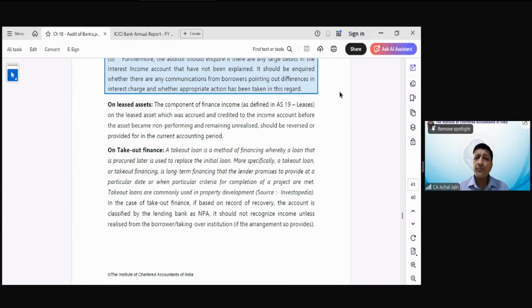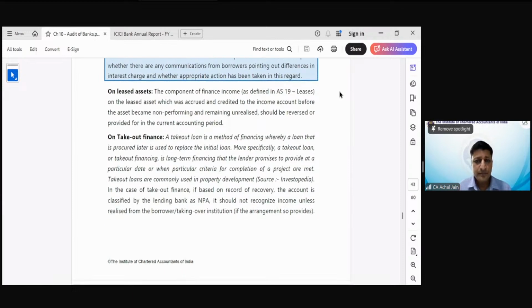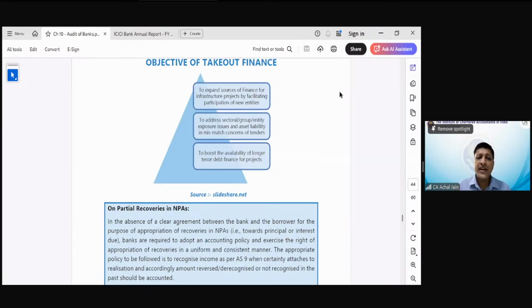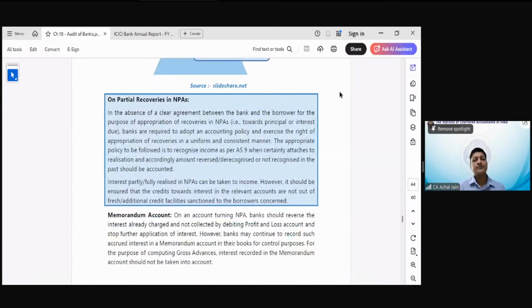In case of takeout finance, if based on record of recovery, the account is classified by the lending bank as NPA, it should not recognize income. Something on similar lines. So it is again a kind of finance, or you can say an advance which is given. There again, if you have to recognize some income, it should not be classified as NPA.